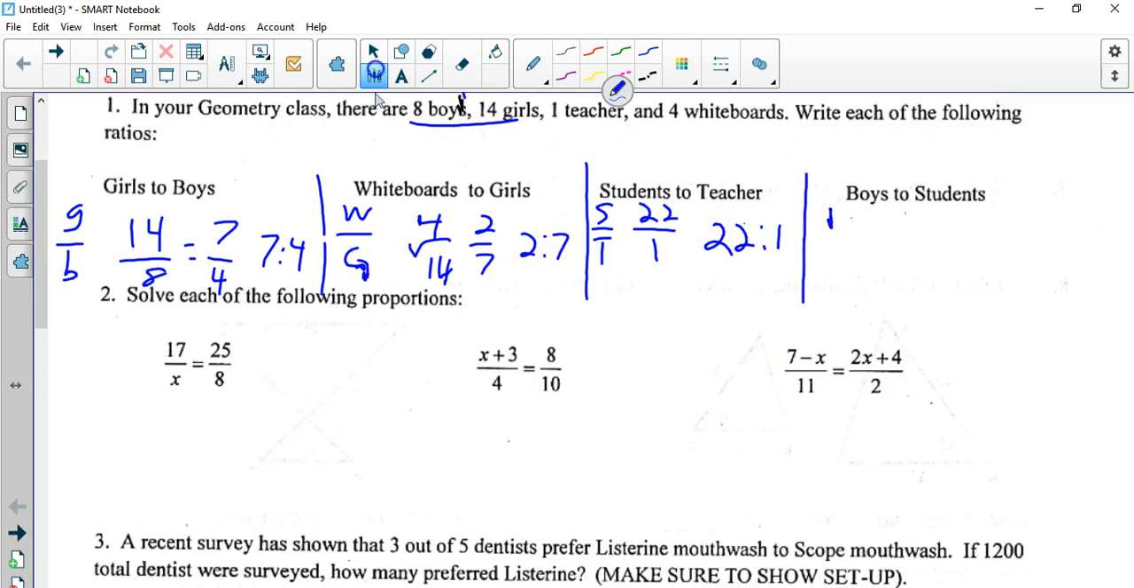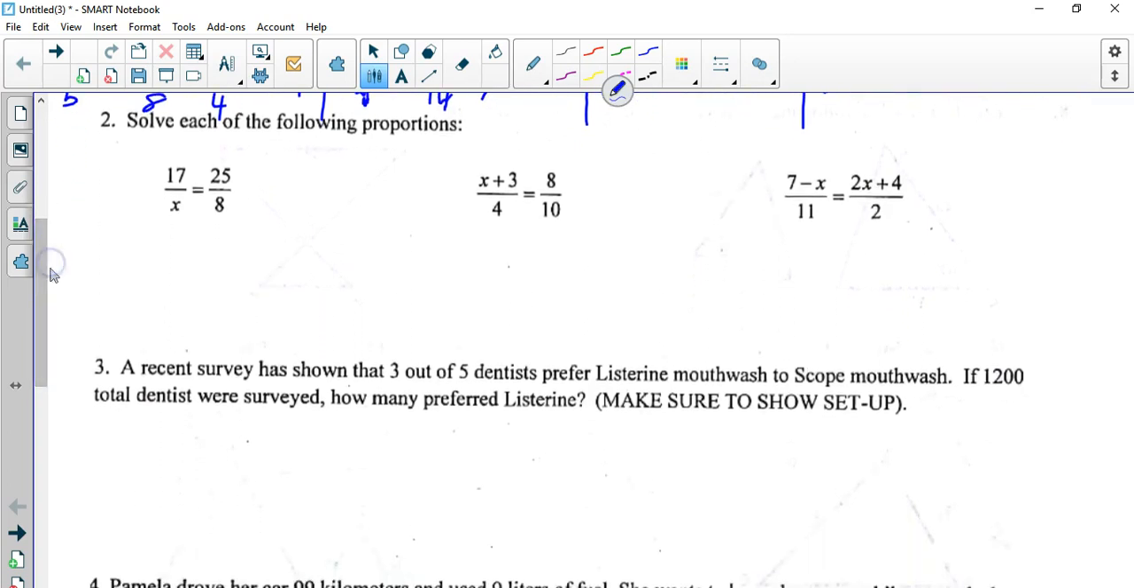Boys to students. So there are 8 boys. And remember, there's 22 total students. So that reduces to 4 over 11. Or you can write it that way. Technically, all of these you could also write the number 7 in the word 2, TO, 4, and 2, TO, 7 instead of the colon. It's up to you. I'll accept any of those.